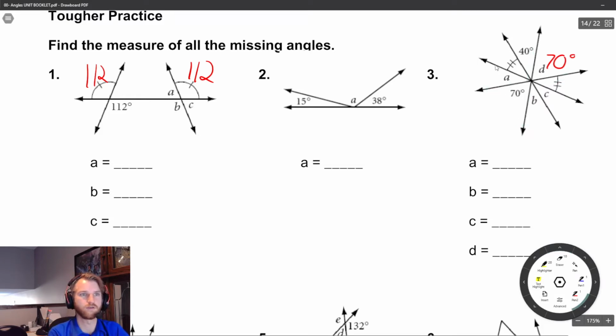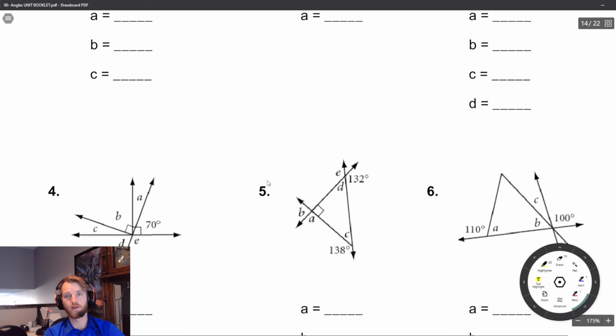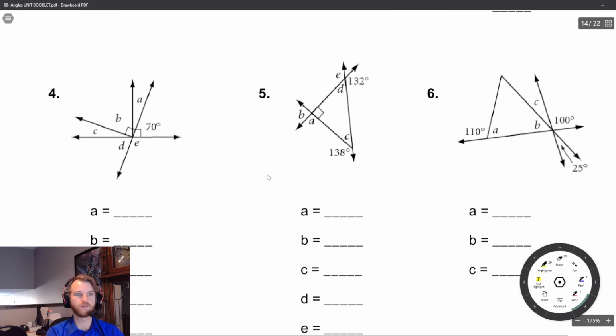And I guess the other hint I'll give you is that here we now know the 40 and the 70, and we know that these two angles are the same. So if you can find out those and split them in half, okay, then you'll be on your way. Yeah, so take your time with these. Some of these can be kind of tricky, and good luck.